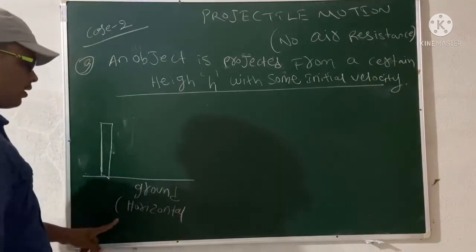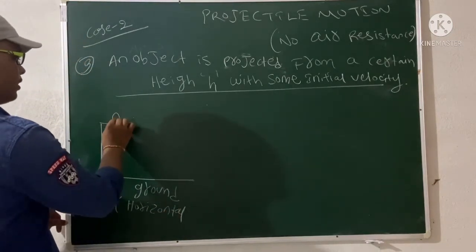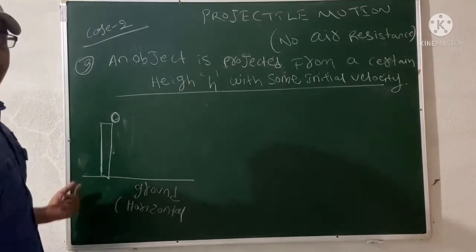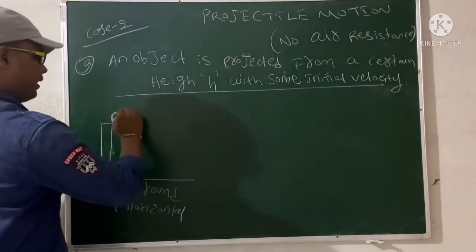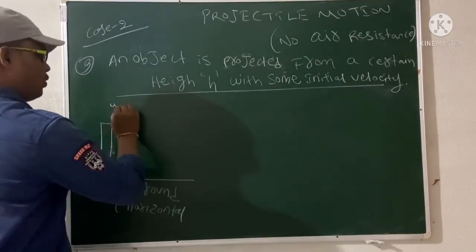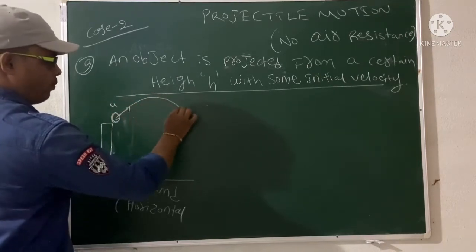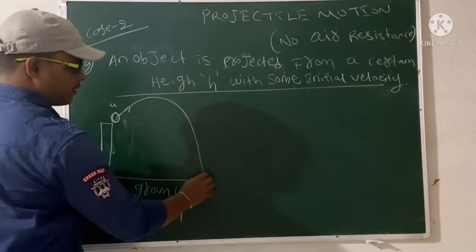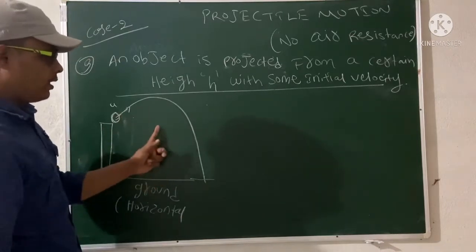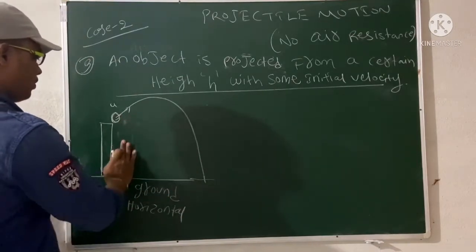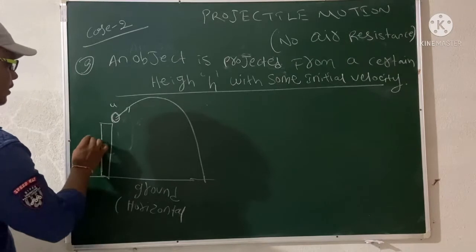Okay, this is the horizontal, the ground, and an object is fired from a certain height h with some initial velocity u. It will move to some height, then it will fall down. So this is the case. This height is given to you as h.